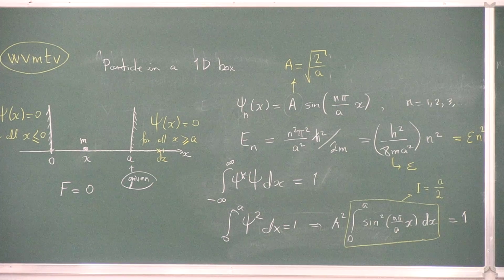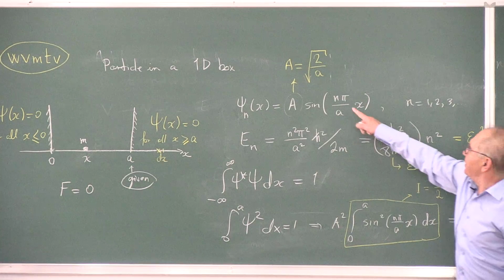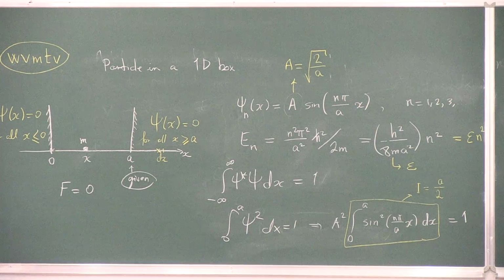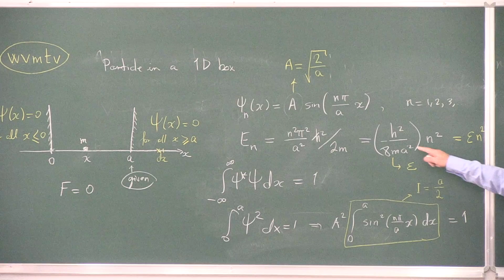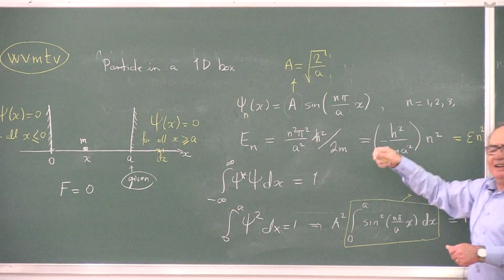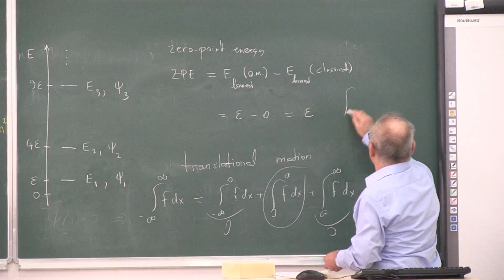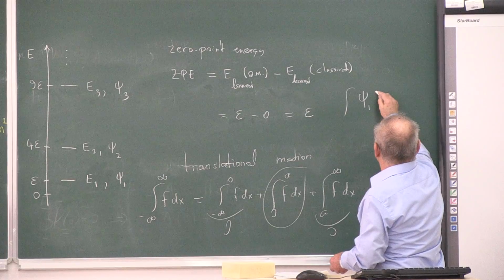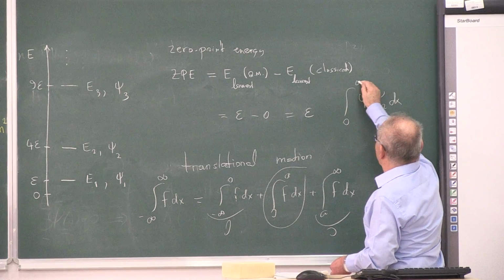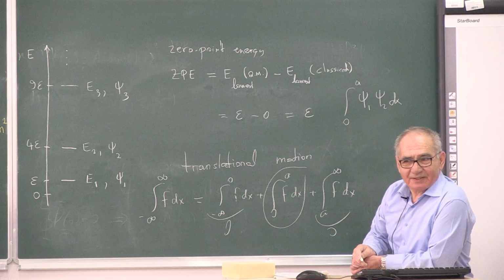If I take this function, psi 1, what is psi 1? Put n equals 1 here. Multiply it with psi 2. What is psi 2? Same expression, but n is equal to 2. Then integrate psi 1 times psi 2, integrate from 0 to a. What result do you expect?